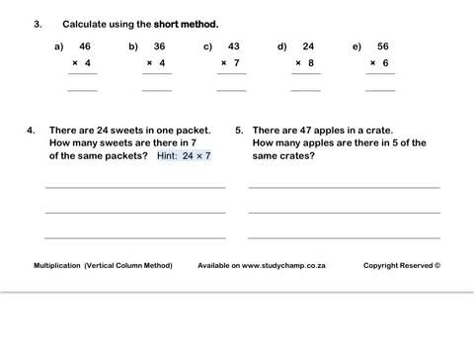Question 3. Calculate using the short method. Let's do A together. 4 times 6 is 24, so we carry the 2 and we write down 4 units. 4 times 4 is 16, plus 2 is 18. Let's do one more together. D. 8 times 4 is 32, so we carry 3 and we write down 2. Then 8 times 2 is 16, plus 3 is 19.